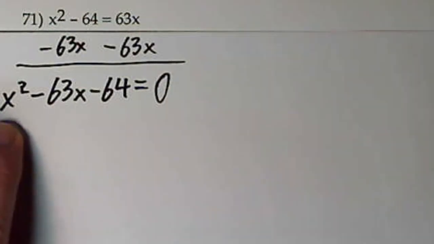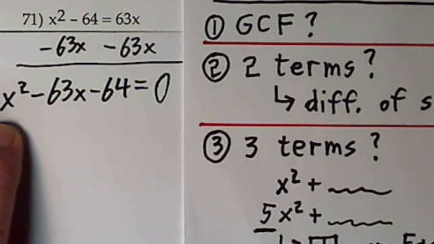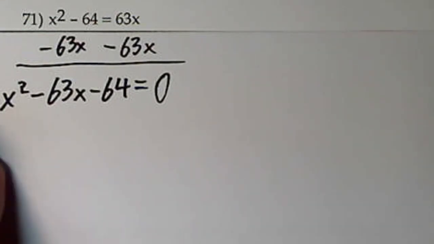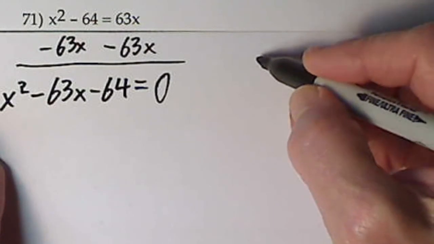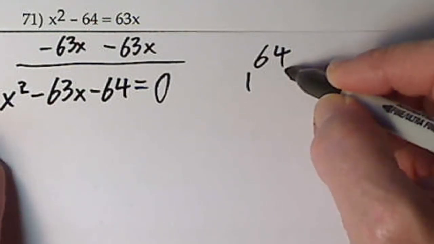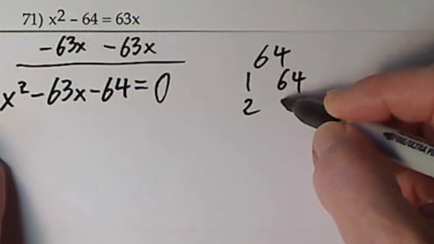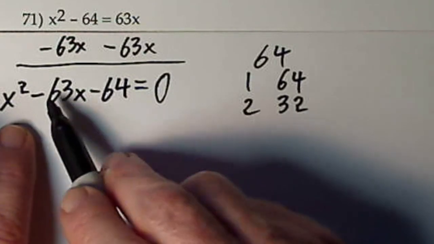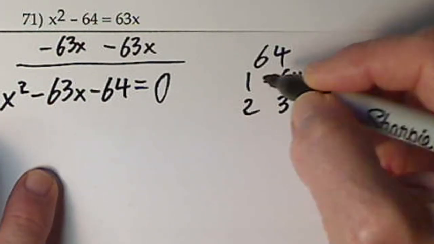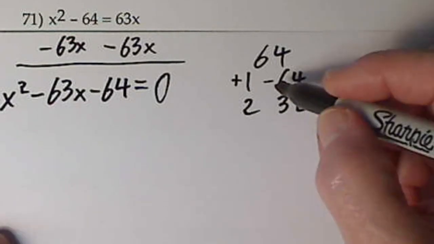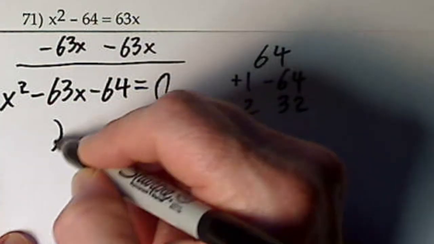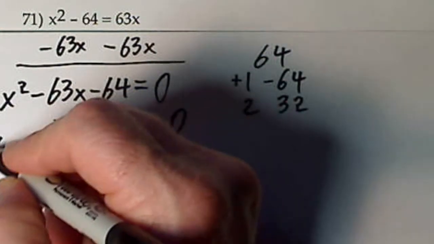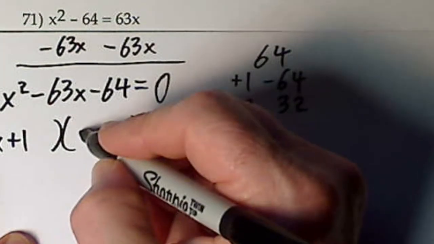Alright, and then you just proceed down the list. You have a GCF? Nope. 2 terms? Nope. You have 3 terms with nothing in front. Alright, so you just grab your 64 and list all the factors. 1 and 64, 2 and 32, and I could keep going, but I'm looking for a difference of negative 63, and I've already got it. Alright, so the factored form is x plus 1, x minus 64.